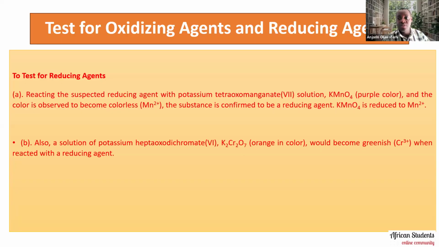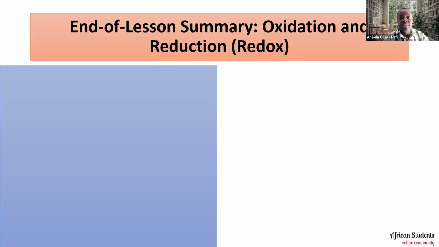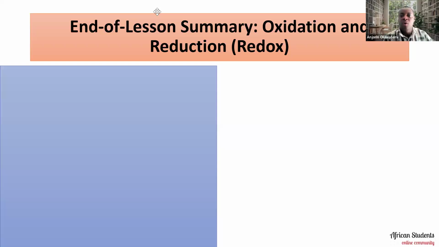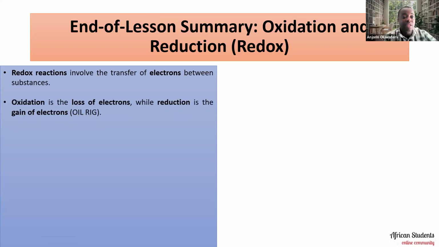So these are ways in which we test for oxidizing and reducing agents. So please, let's take note of it. It's very, very important. And it will bring us to the end, to the summary of the class. We'll be doing a summary of the whole lesson on oxidation and reduction. We have talked about redox reaction, which involves the transfer of electrons between substances. We've also talked about oxidation as being the loss of electron, while reduction is the gain of electron.